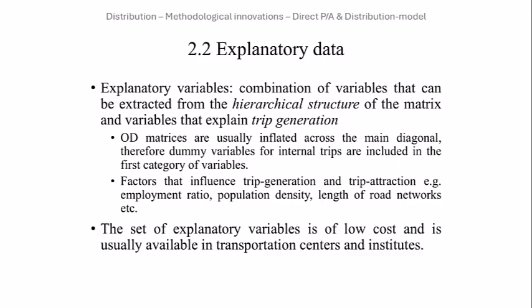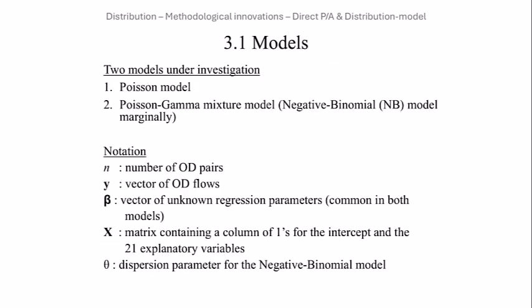To make the model work, we combine variables from the OD matrix itself with additional explanatory data. Internal trips, for example, are captured using dummy variables. Other factors include employment ratios, population density, and the length of road networks, all of which influence trip production and attraction. These variables are relatively easy to obtain from transportation institutes and provide a strong foundation for statistical modeling. Two statistical models are considered, the Poisson model and the Poisson-Gamma mixture model, which is also known as the negative binomial model.